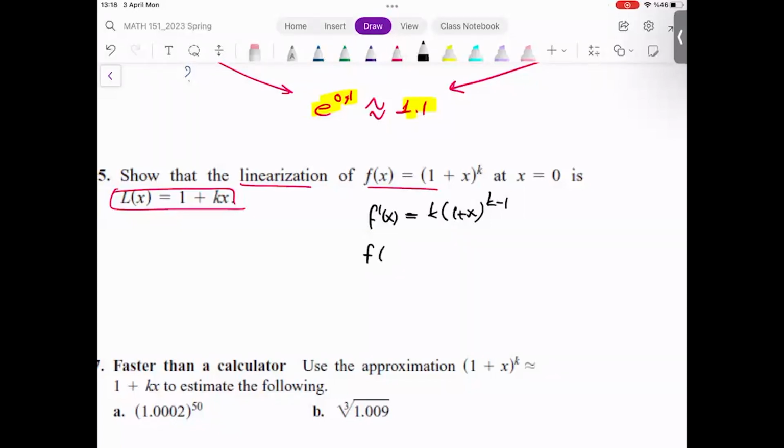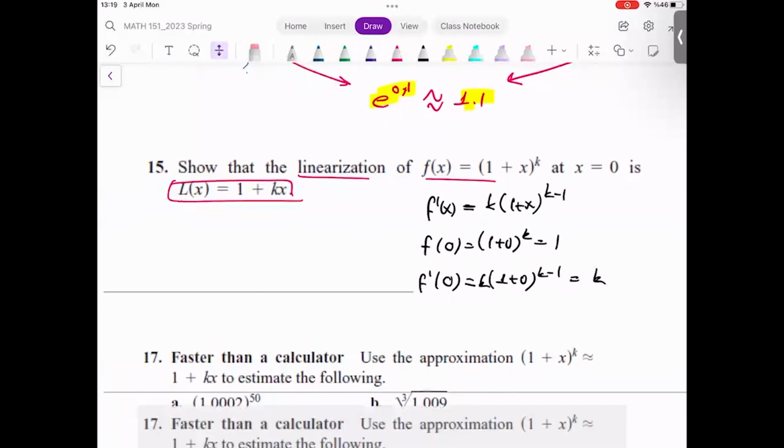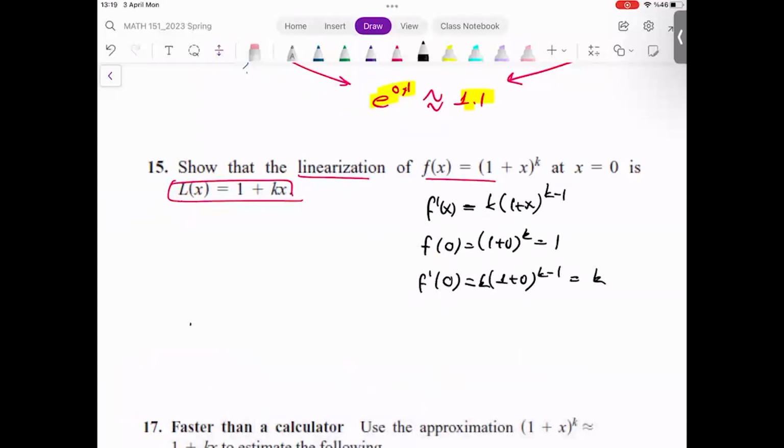We will also need f of 0, which is this quantity, so it is 1. We will also need f prime of 0, which goes like k times (1 plus 0) to the power k minus 1, and this is k. Okay, now I am ready to use all those things to construct the linearization function.